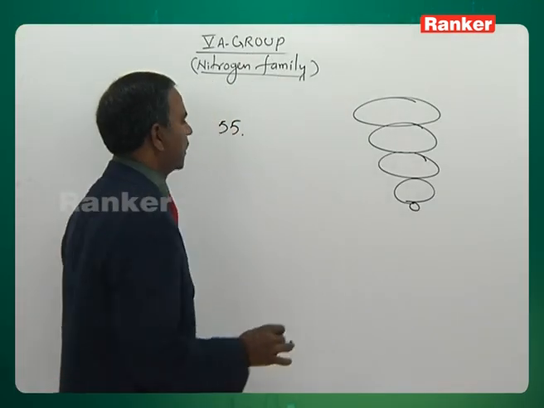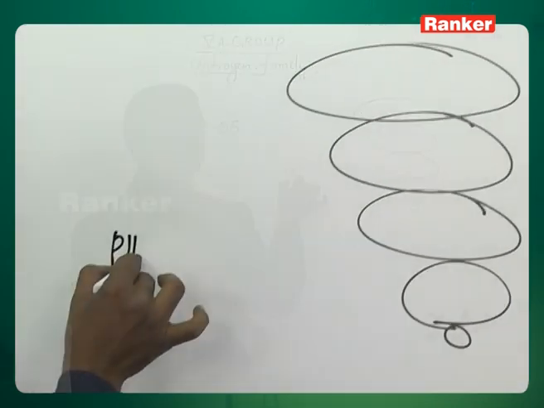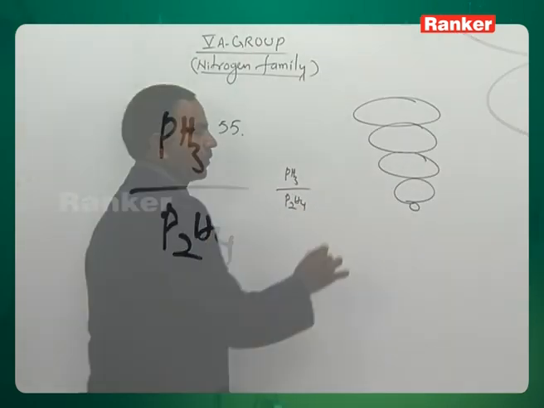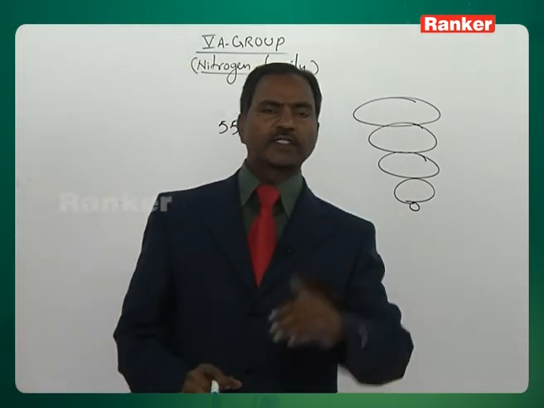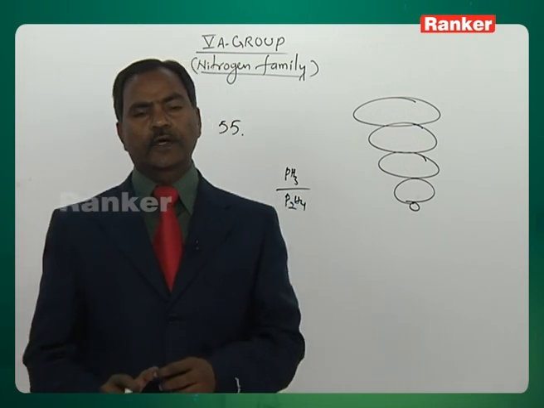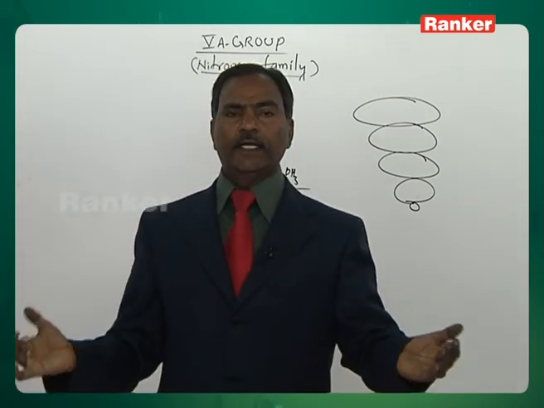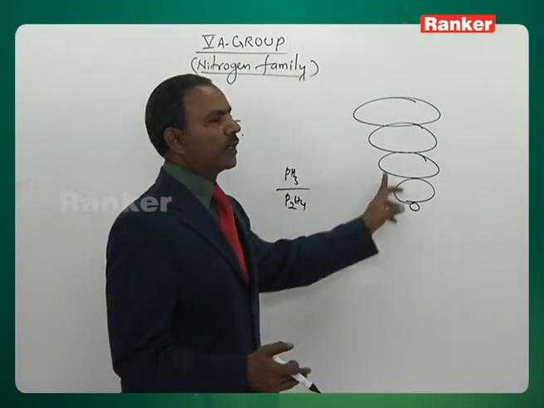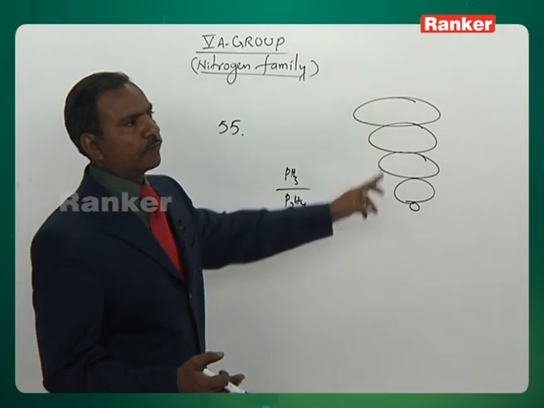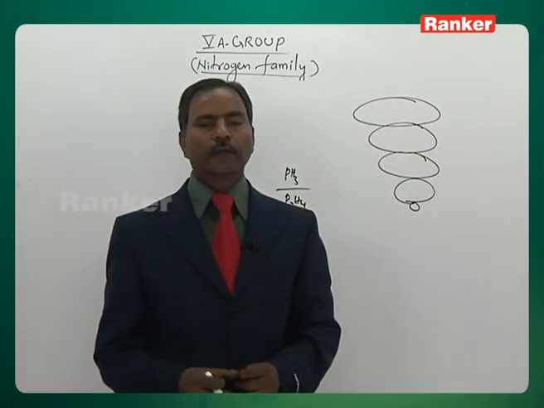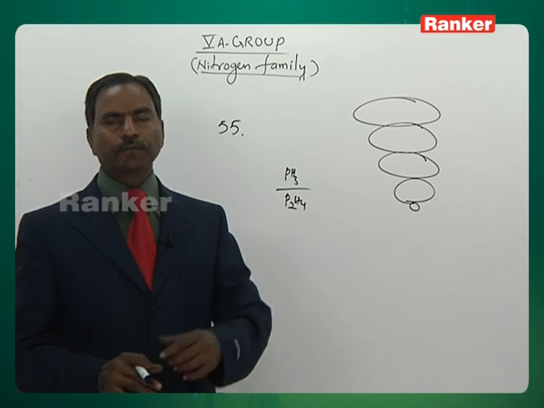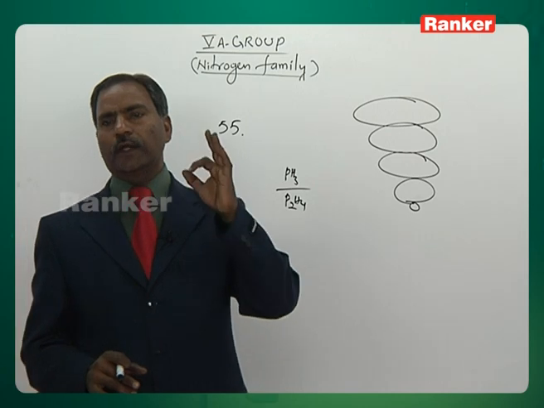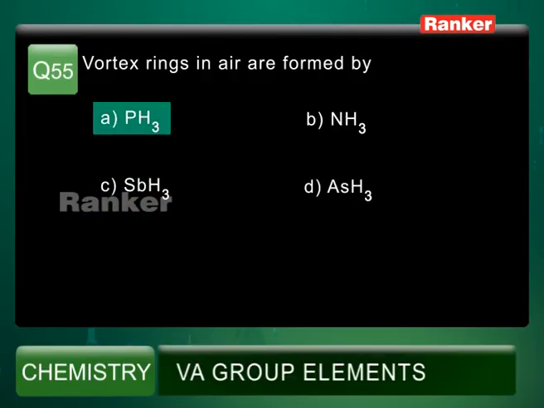Vortex rings. This particular phosphine gas, remember, it is carrying trace amounts of impurity. Phosphine always carries trace amounts of diphosphine, P2H4. It easily catches fire in the air, producing this type of vortex rings. So, here Question number 55, the vortex rings are formed by phosphine. Why is it forming? It is due to the presence of trace amounts of impurity diphosphine. So the answer is A.